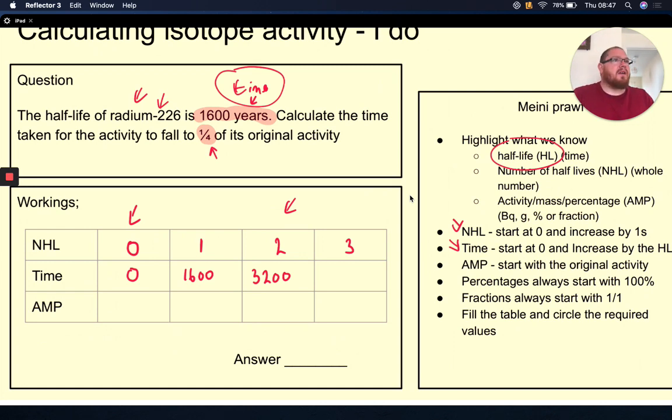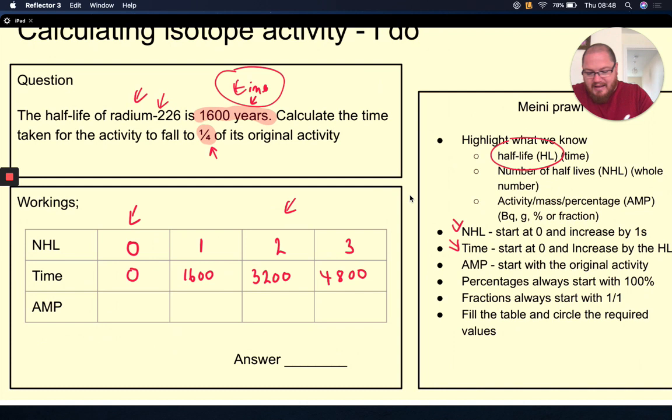I'm cautious to say doubling, because I don't want to use the term doubling, because I am timesing by this number 2. After 3 half-lives, I need to add another 1600 on, because it's the time taken to half each time. So I'm going to add another 1600 onto 3200, and that's going to bring that to 4800.